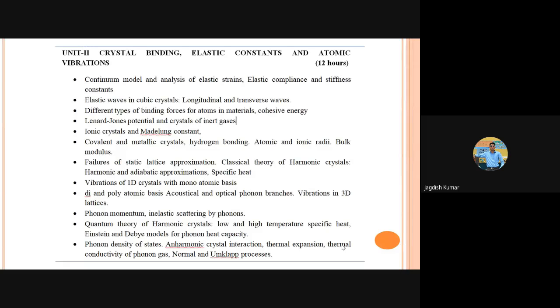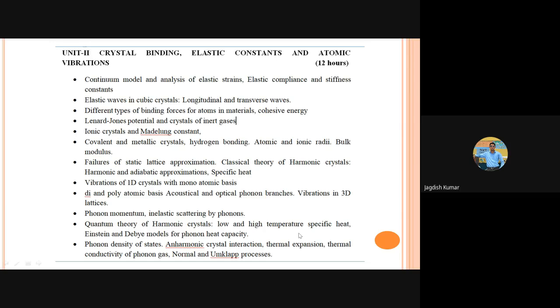This approximation is okay to some extent. Many properties work well within this approximation, so we'll be talking about this in the next unit in detail. But there are certain properties which cannot be explained within the static lattice approximation, and that is where we have to bother about atomic vibrations. So in this unit, we will be talking about atomic vibrations, and what the properties related to atomic vibrations are. Mainly it is the thermal properties which we will be talking about in this unit.